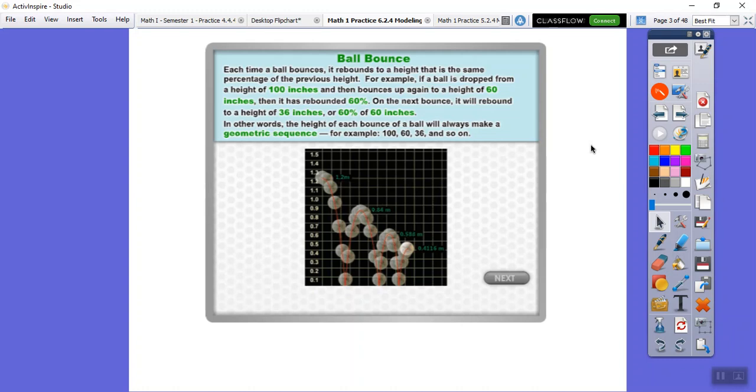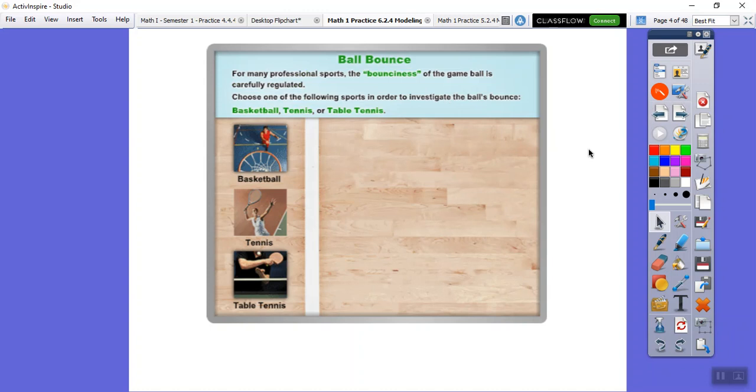So in other words, the height of each bounce of the ball will always make a geometric sequence. In this example, it was 100, then 60, then 36, and then whatever 60% of 36 is would be the next height, and so on. Now, it's not necessarily 60%. In fact, in this example, it won't be, you'll see. So for many professional sports, the bounciness of the game ball is carefully regulated. So we're going to choose one of these balls for sports right here and investigate the bounce.